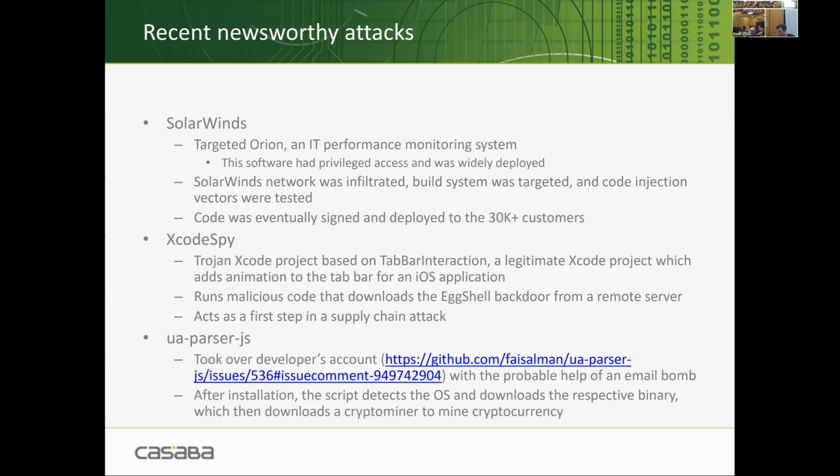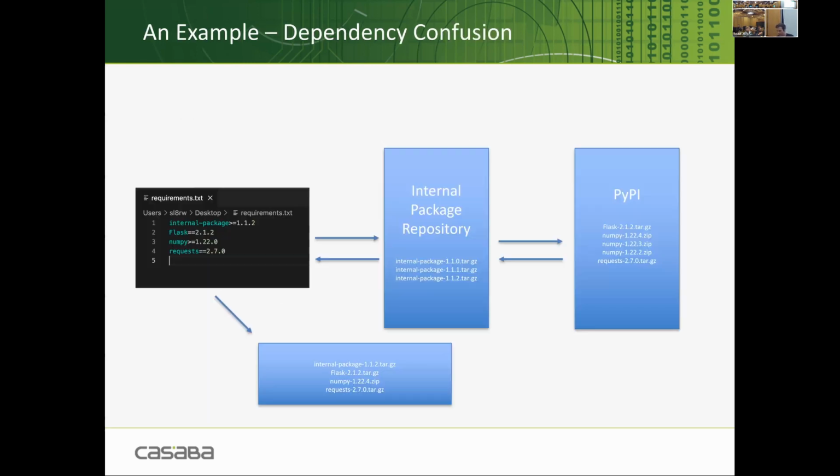UA parser-js. This was just an NPM library where someone took over a developer's account. The developer got hit with an email bomb. Pretty much all that means is they couldn't see anything that was happening. So you just get a bunch of emails. Eventually, people just start ignoring them, and that allows someone to get into their account and it to be disguised because they're not being notified of it. After it was installed, it pretty much mined cryptocurrency. So that's how that happened.